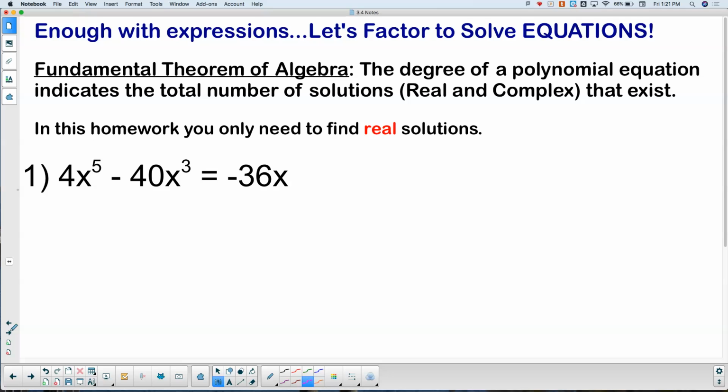Okay? So, in this particular problem, number 1 here, 4x to the 5th minus 40x cubed equals negative 36x, how many answers do we need to come up with? 5. Why 5? Because the biggest exponent is 5, so we need 5 answers when it's all said and done. Okay? The degree tells us the total number of answers you're going to get in a solving problem. So, first step.